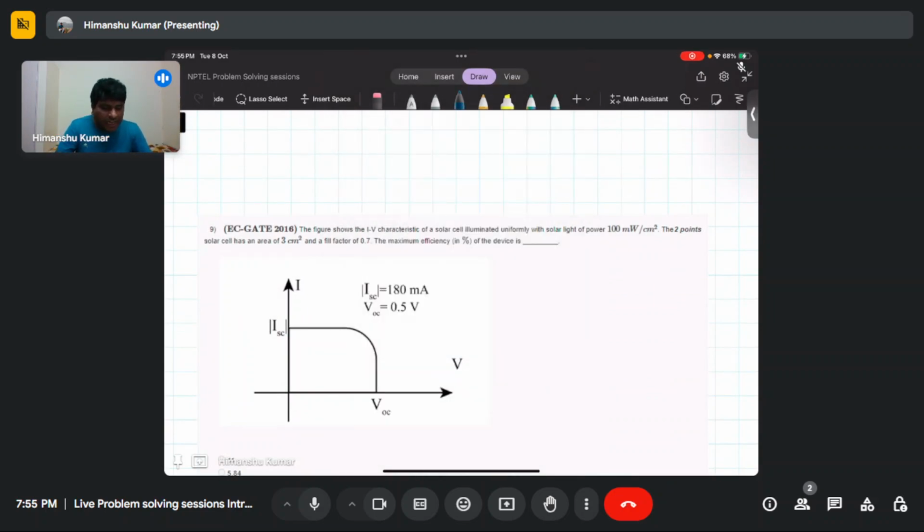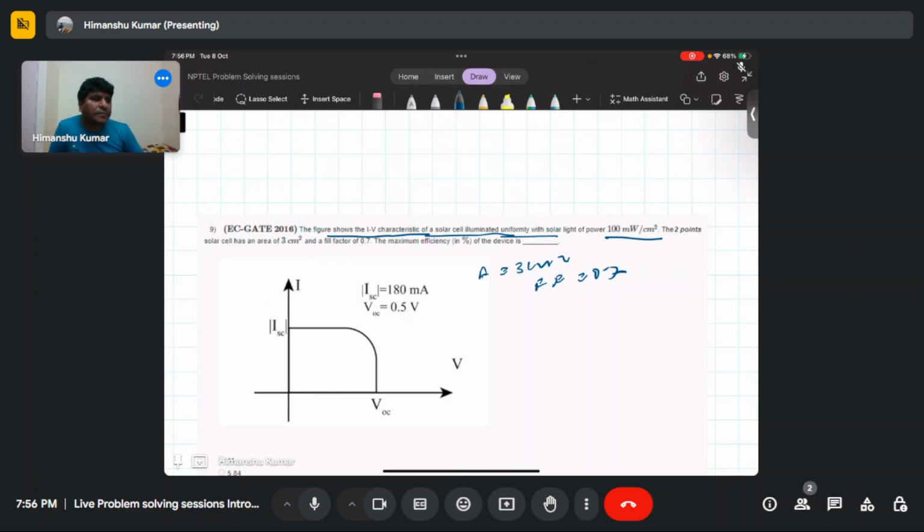The figure shows the IV characteristics of a solar cell illuminated uniformly with solar light of power 100 milliwatt per centimeter square. The solar cell has an area of 3 centimeter square and the fill factor is given as 0.7. The maximum efficiency in percentage of the device is asked.